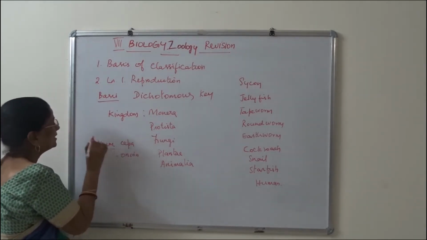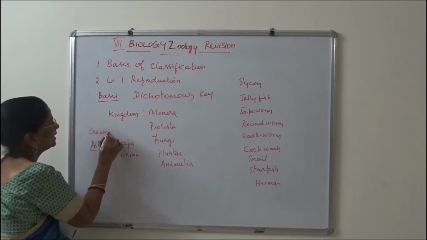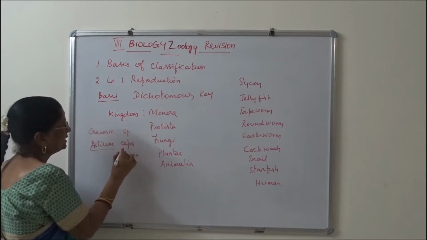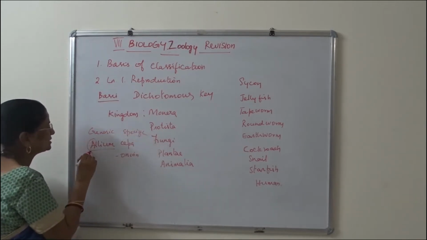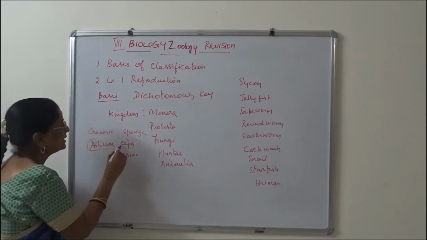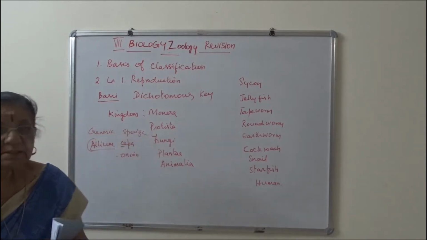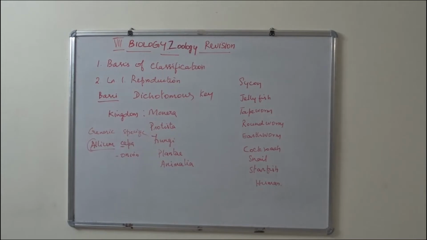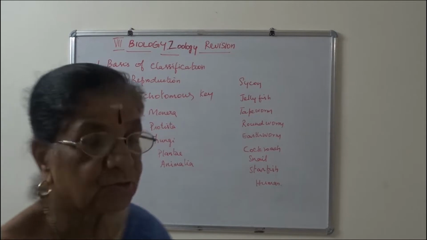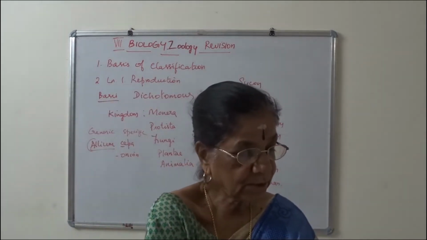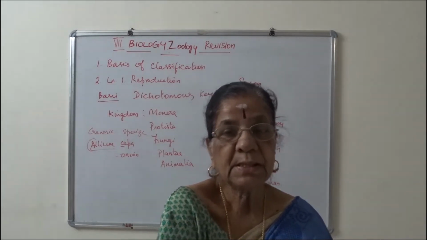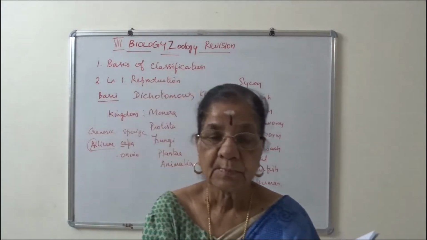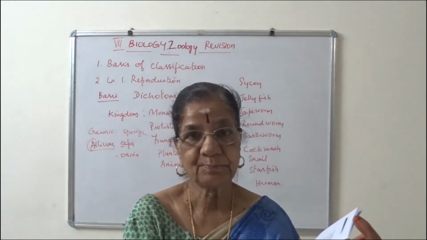Now, Allium is the generic name. Cepa is called the specific name. And the generic name should start with a capital letter and the specific name should start with a small letter. So that is Allium cepa, for example. So naming of an organism using generic name and specific name is called binomial nomenclature.